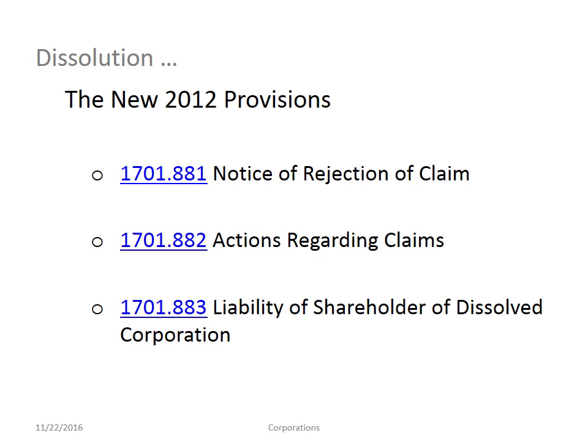And then finally, 1701-883 references essentially the 5-year statute of limitations on claims made against a corporation which has properly notified its creditors of the fact that it's going out of business.